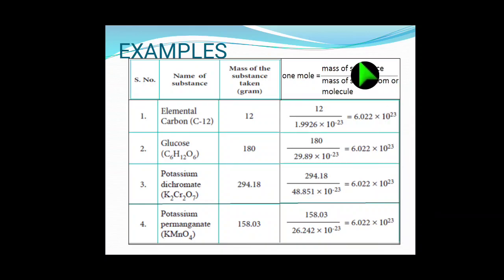Okay, any substance mass should come in the numerator, and in the denominator, mass of the atom or mass of the molecule. Finally, we can get 1 mole.